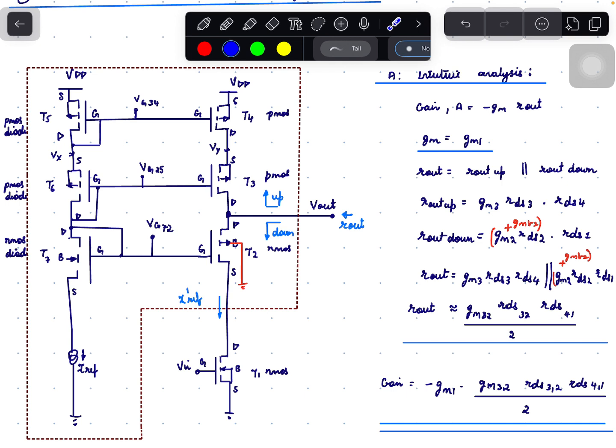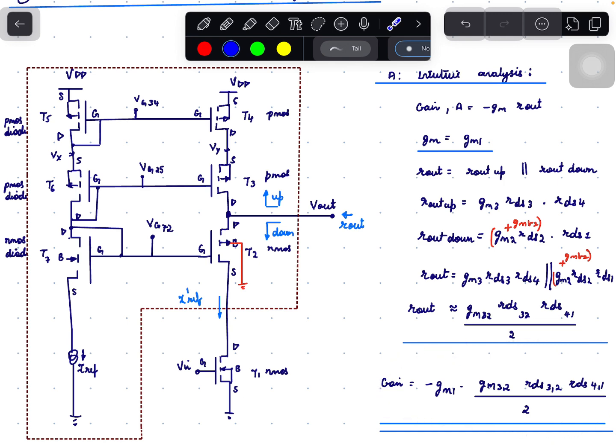When two resistances of equal value are in parallel, then the equivalent value will be R by 2. So the gain of the circuit is given by minus GM1 times GM3 RDS3 times RDS4 divided by 2, which is shown here.